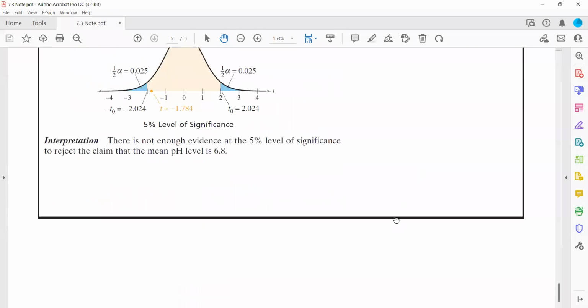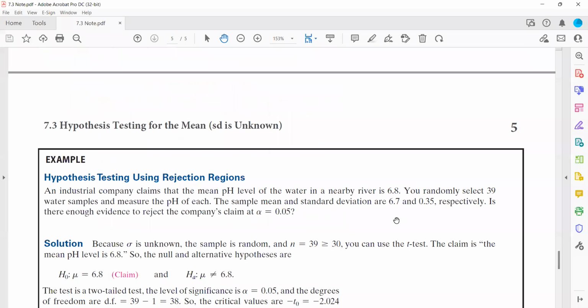Let's move on to the next example. So we have the following scenario. It says an industrial company claims that the mean pH level of the water in a nearby river is 6.8. Okay, the mean. So guys, you have a claim, you have a mean, and it is 6.8.